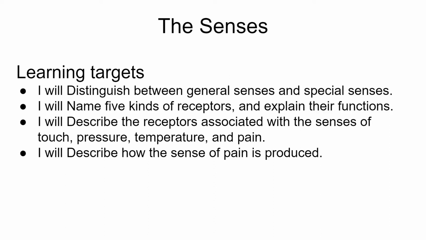Hello and welcome back. For our next chapter, we're going to be covering the senses. Today, we are going to focus on distinguishing between general senses and special senses. We're going to name 5 kinds of receptors and explain their functions. We're going to describe the receptors associated with the senses of touch, pressure, temperature, and pain. And we're going to describe how the sense of pain is produced.